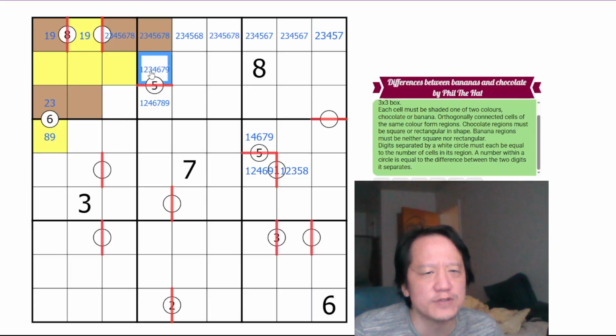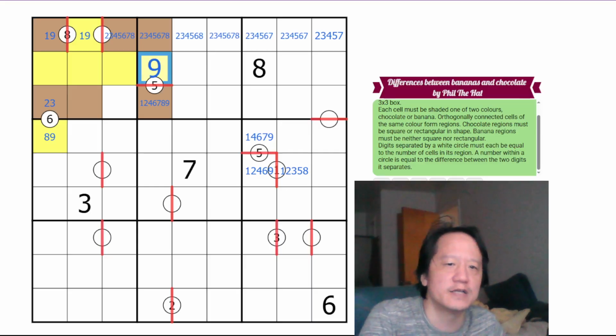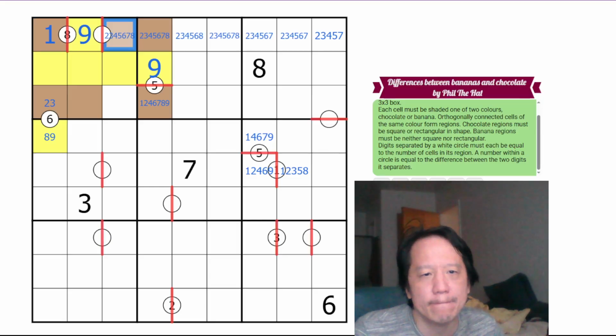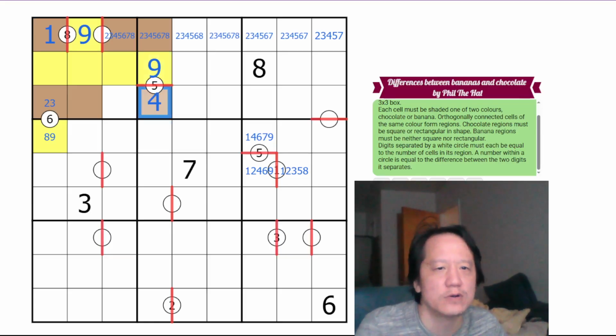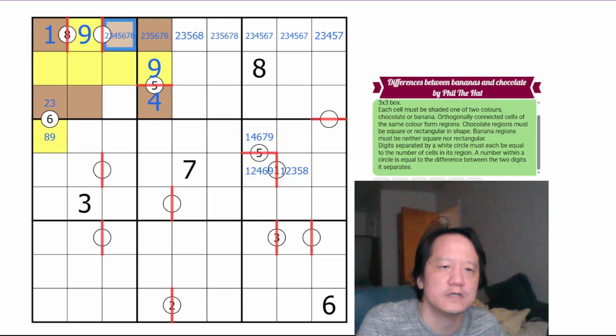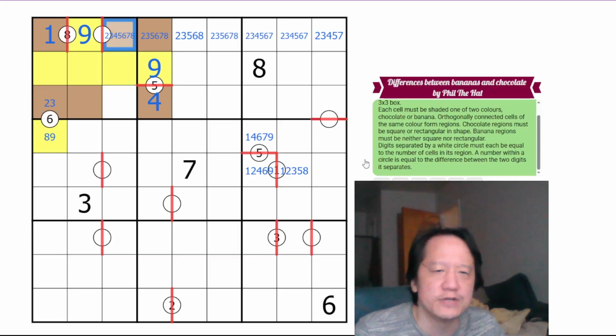These have to be different than this. So this must be banana, which makes this chocolate here. So this has to be size 9, since it matches the region size. This is 1. This is 2 or 3. We're not sure which. This is 9, which is 5 away only from 4. So no 4 in the box. This can only be size 7 at most, so this cannot be 8.